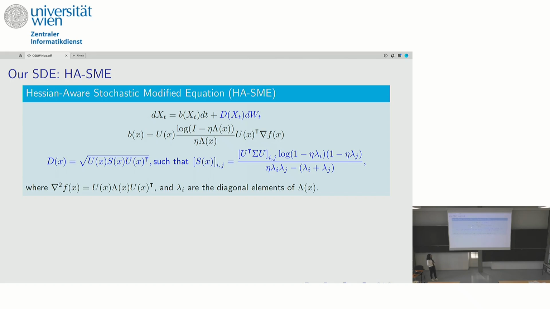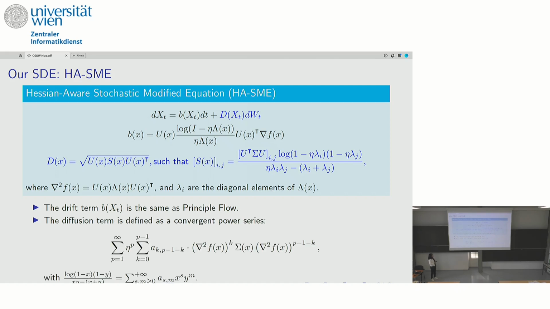the diffusion term. For the drift term here, we just follow the same as the principal flow. And the diffusion term, we actually derive as the following, which has a very simple, concise form with the square root of some matrix. This matrix S is defined by some entry-wise multiplication between this matrix and some other matrix, which is defined by the eigenvalues of your Hessian.